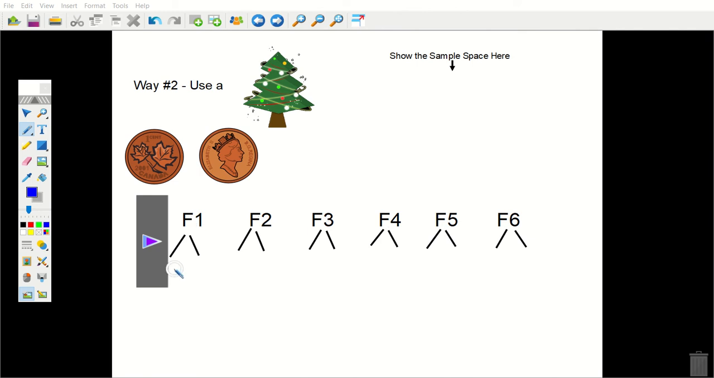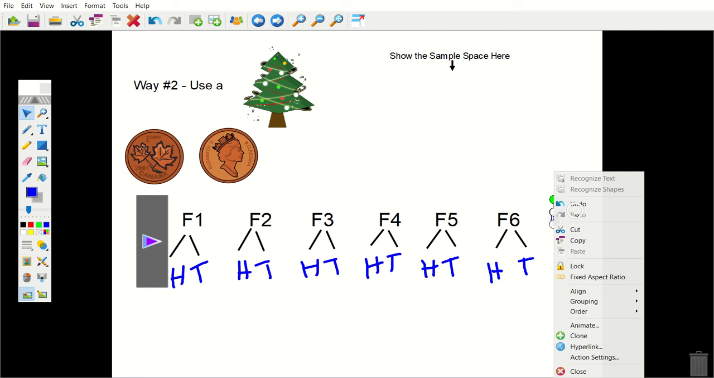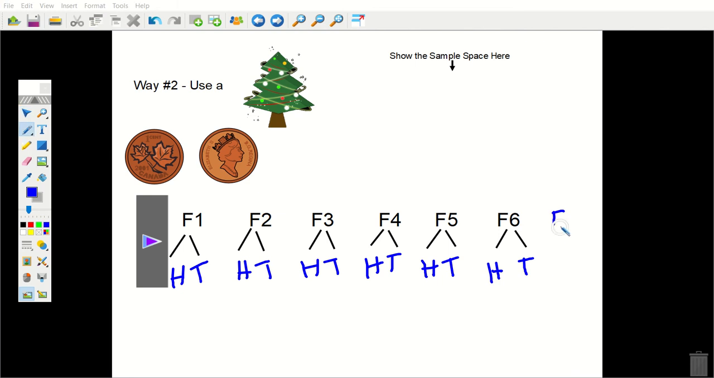So right here, this is flip 1, flip 2, flip 3, flip 4, flip 5, and flip 6. On flip 1, you get heads or tails. Flip 2, heads or tails. Flip 3, heads or tails. Flip 4, heads or tails. Flip 5, heads or tails. And flip 6, heads or tails. And I forgot flip 7. Flip 7 here, you get heads or tails.